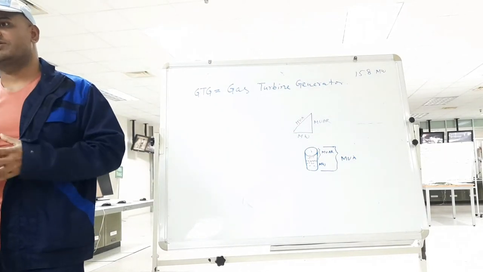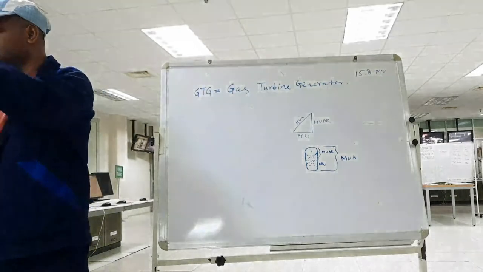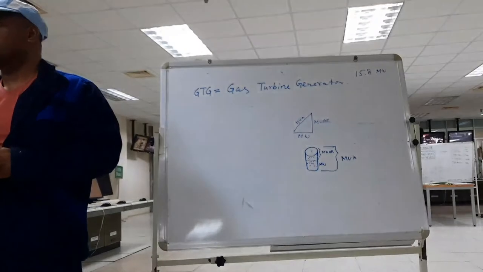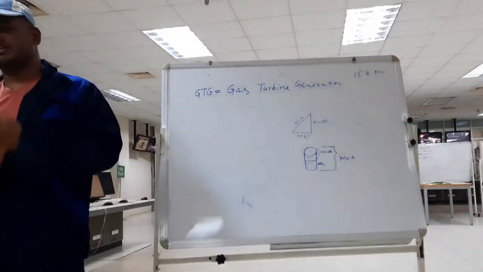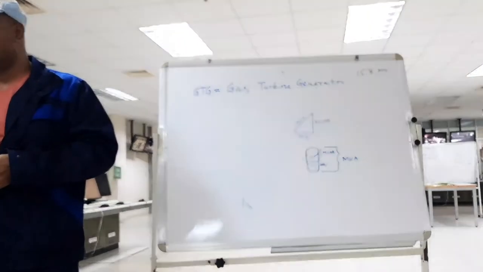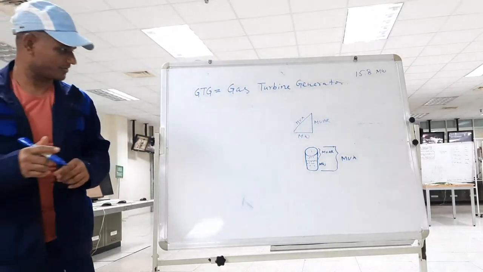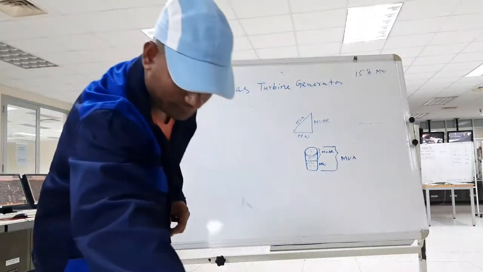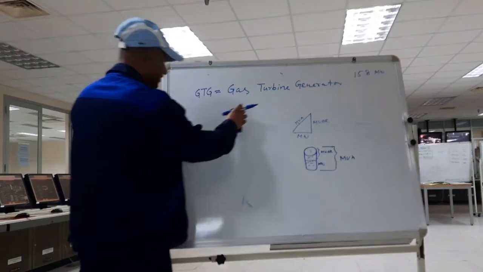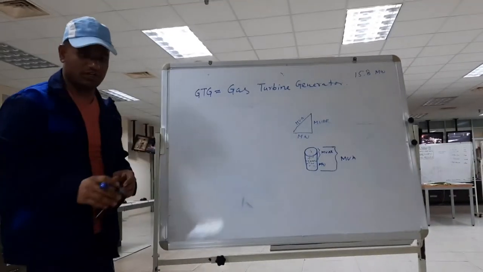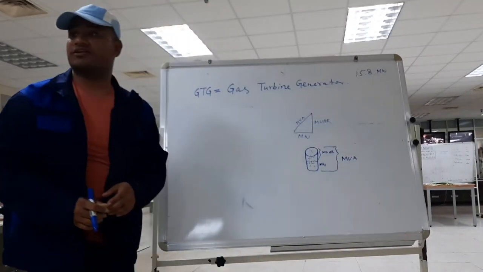Which equipment will stop in load shedding? Load shedding will happen when a GTG trips. If one GTG trips, what will happen? Which equipment will be stopped first? Priority. Seawater pump after. Okay, if any GTG trips, first the non-plant load will stop.